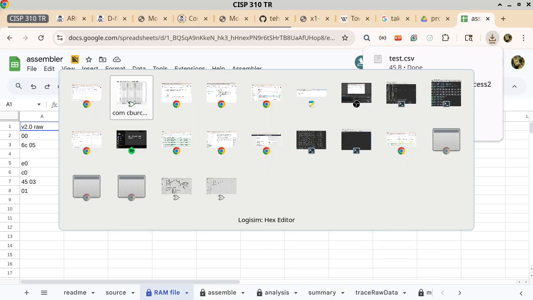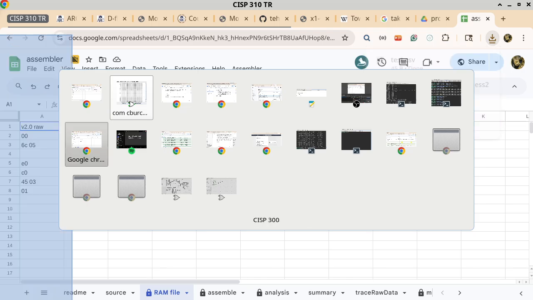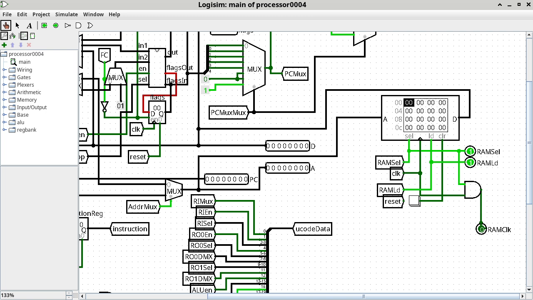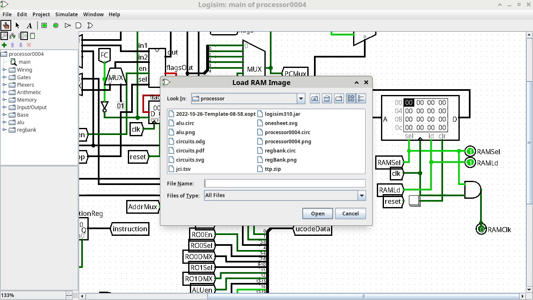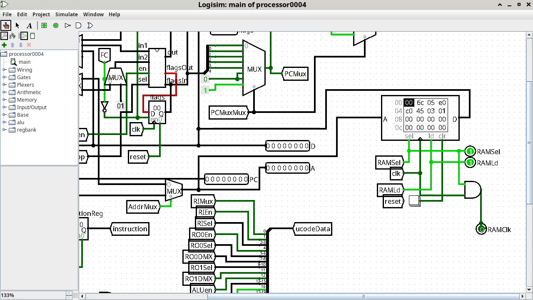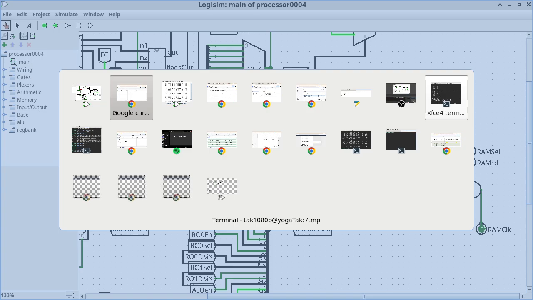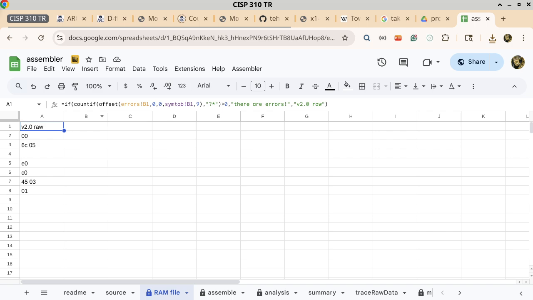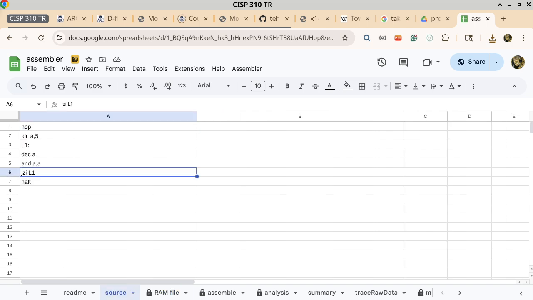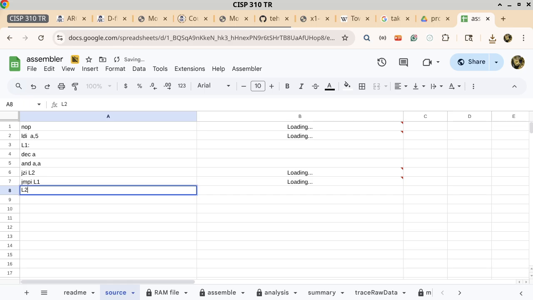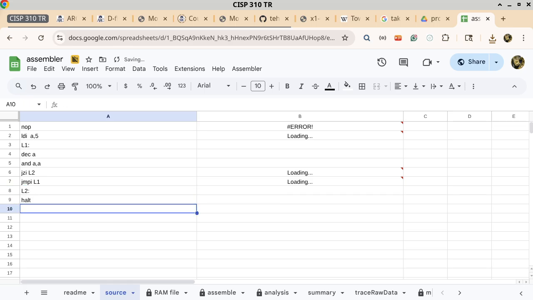Now we go back to Logisim, all the way down here. Right click, load image. What I just downloaded is called the image file. Now I can go back to that CSV file, and you can see the content of RAM. Actually, I made a mistake with that program. Let me go fix it so that it actually works this time. So it's JZI to L2, JMPI to L1, L2 goes here, and then we have a hold instruction here.